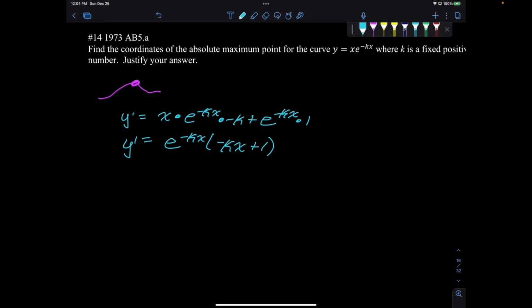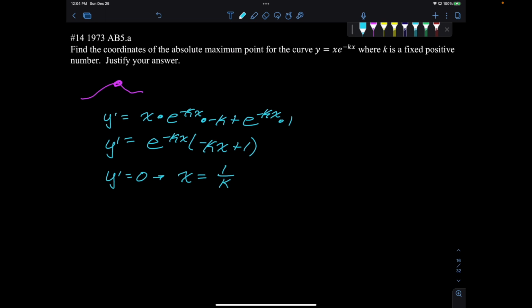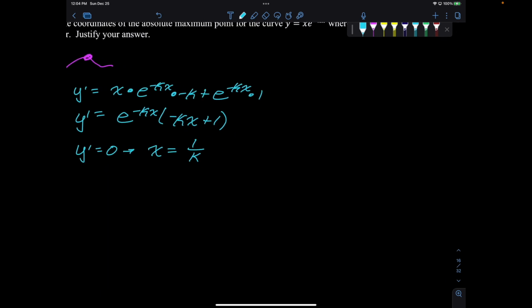Okay, so if y prime equals 0, that means that x is 1 over k. And k is positive, which means that this is greater than 0, which is, I don't know, probably relevant. I'm going to make a sign chart. So we only have one critical point. This is good because if this is a relative maximum, it will be the absolute maximum.